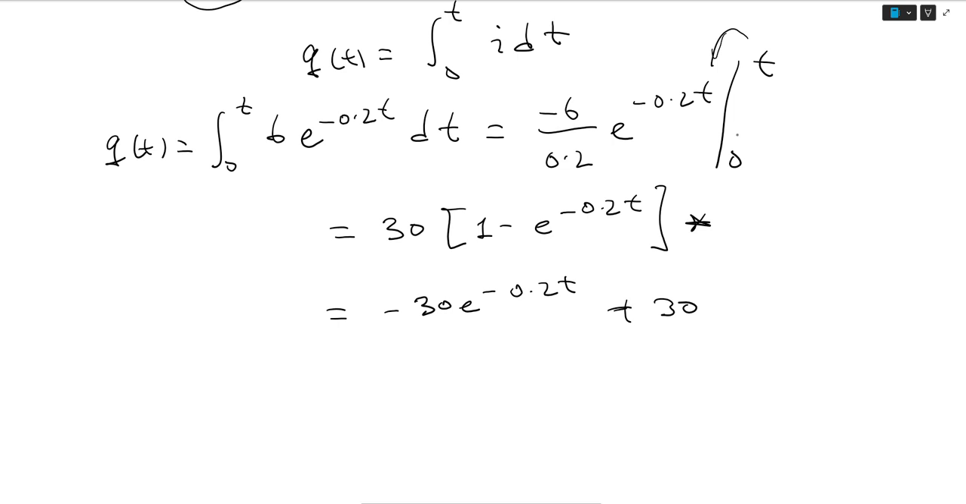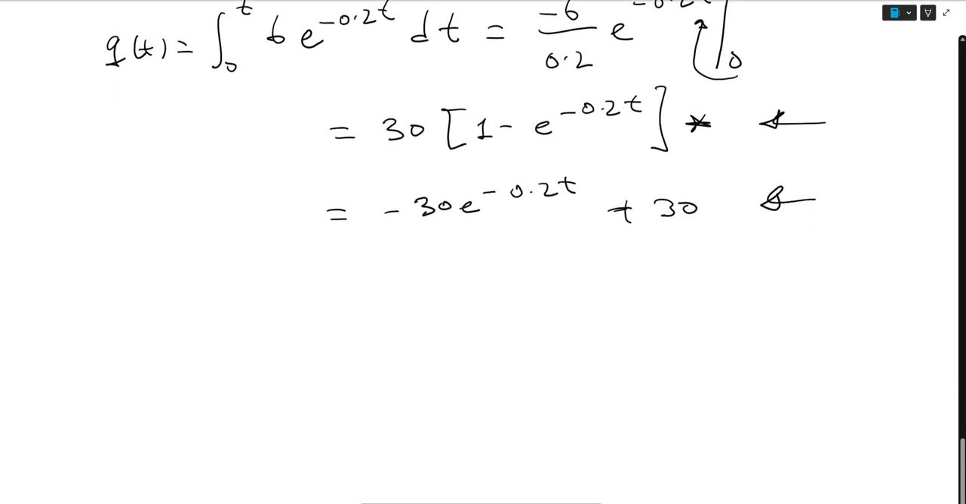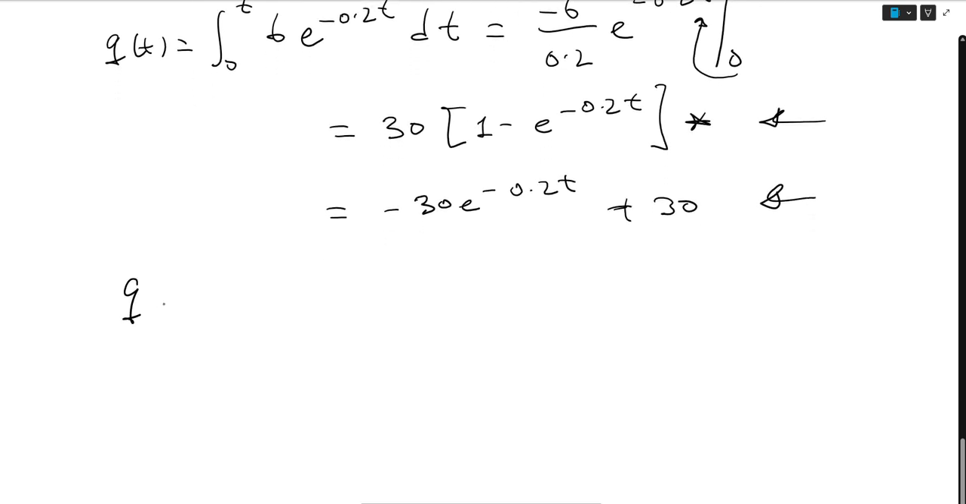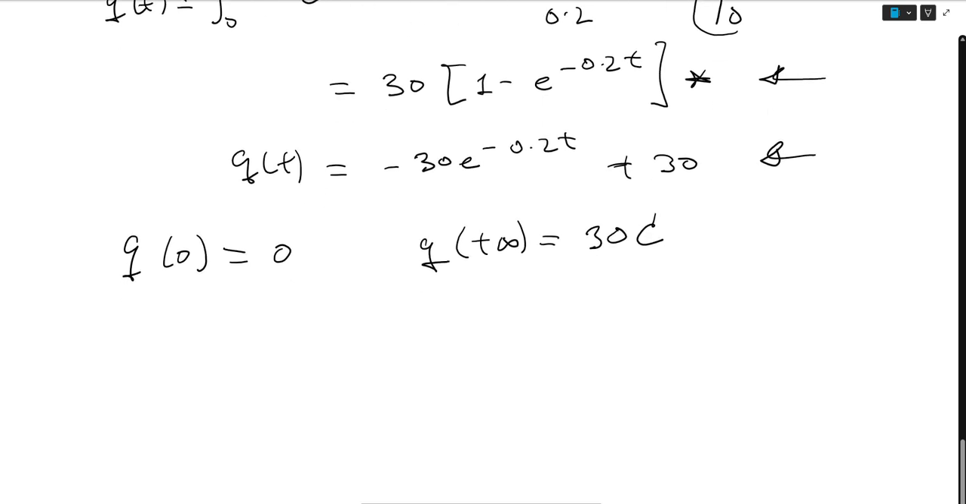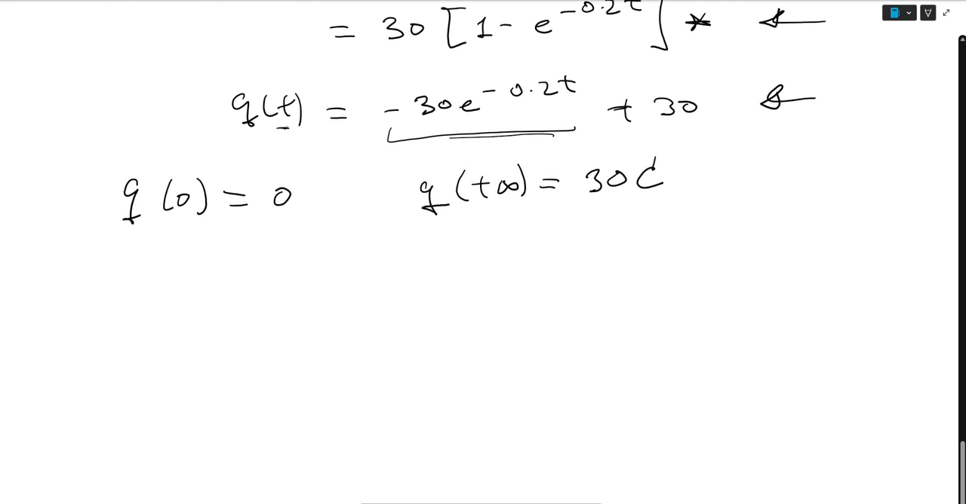Sorry, you want to plug in t and then subtract that from when you plug in 0, right? And you should get this and this. So we can now say that q of 0, so this is q of t, we can plug in 0, we get 0, and q of plus infinity is equal to 30 coulombs. So when you plug in infinity into t here, this equation becomes 0. So you're left with 30.